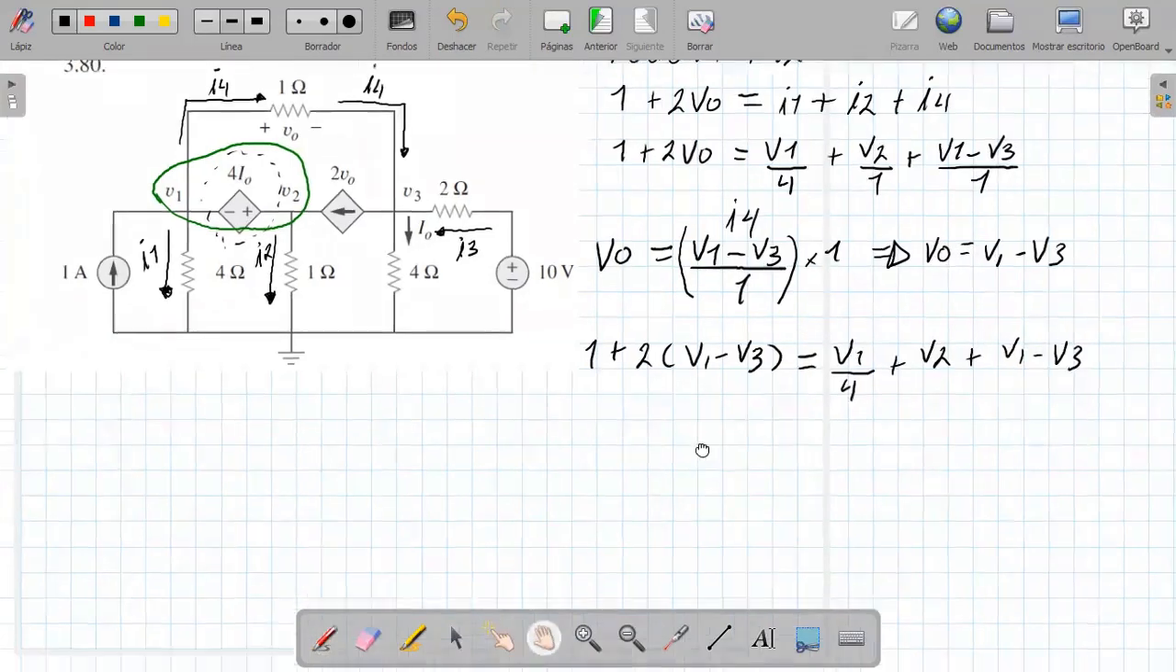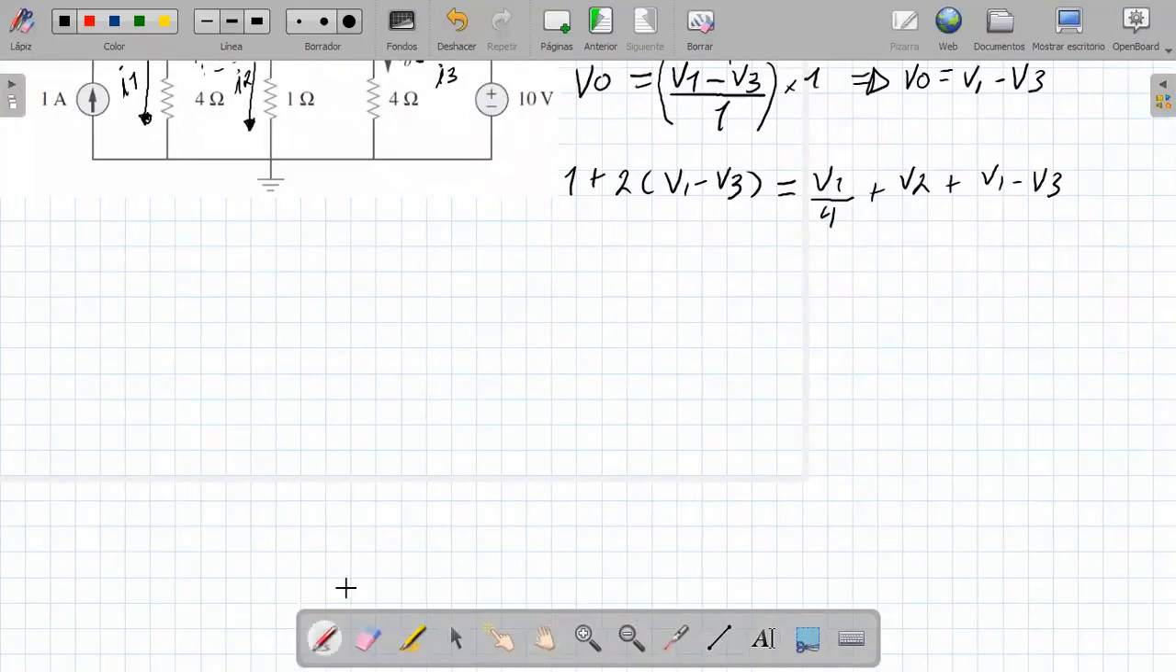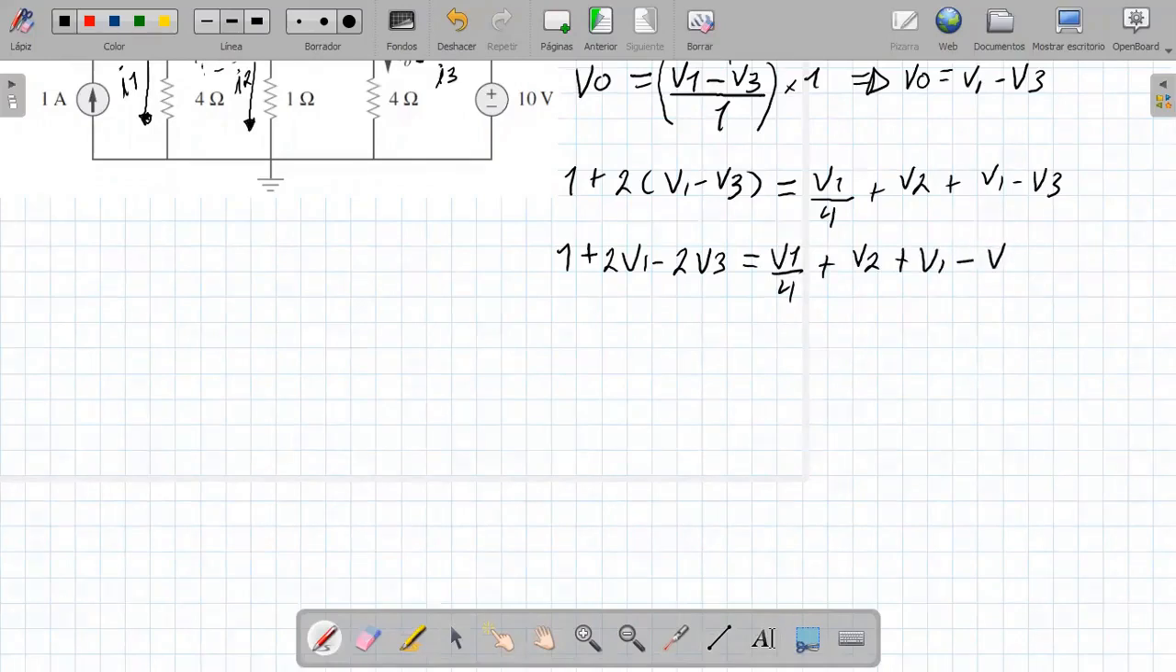Well, I'm going to download this here. We're still here. It would be 1 more. 1 plus 2 times V1 minus 2 times V3 equals AV1. Let's remember that this is V1 over 4 plus V2 plus V1 again minus V3.